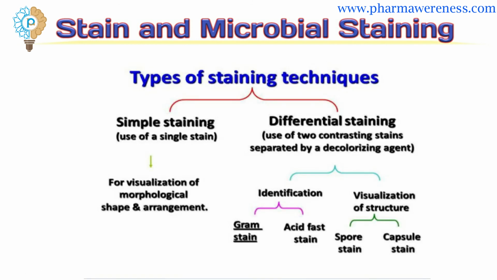Now I am discussing types of staining techniques. Staining techniques are generally of two types. One is simple staining and the other is differential staining. In simple staining, we use only a single stain for visualization of morphological shape and arrangement. In the case of differential staining, we use two stains separated by a decolorizing agent for identification and visualization of structures like Gram stain, acid-fast stain, spore stain and capsule stain.